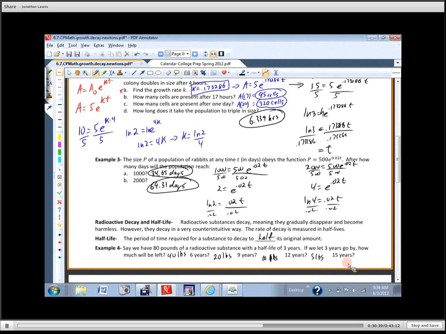And after 15 years, we're down to 2.5 pounds. Okay? So it's a little weird the way that works. First 3 years, 40 pounds is gone. We let another, well, let's see, we got to 15. We let another 12 years go by, and only 37.5 pounds disappears.